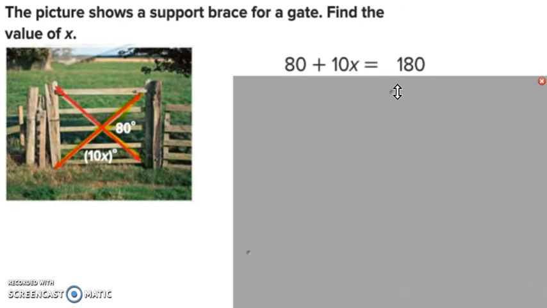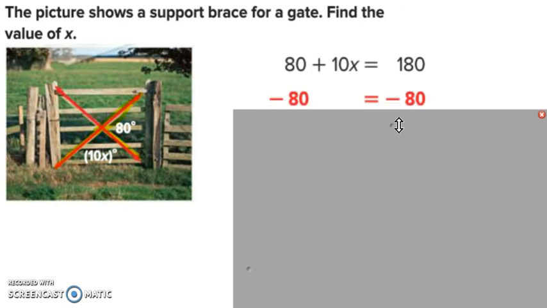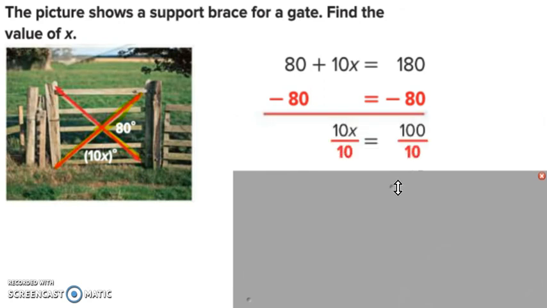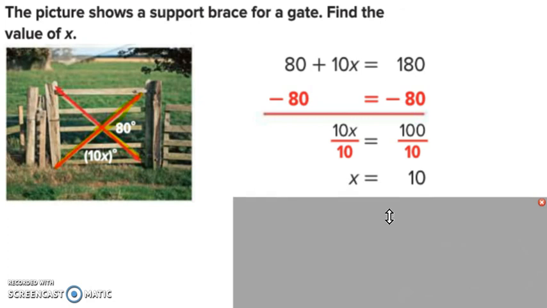We can take the two angles that we have, 80 and 10x, add them together, and equal 180 degrees. Subtract 80 from both sides, divide by 10, and we find that the value of x would need to be 10.